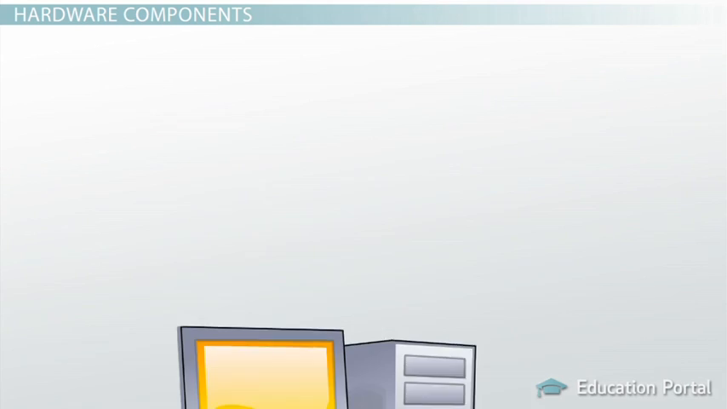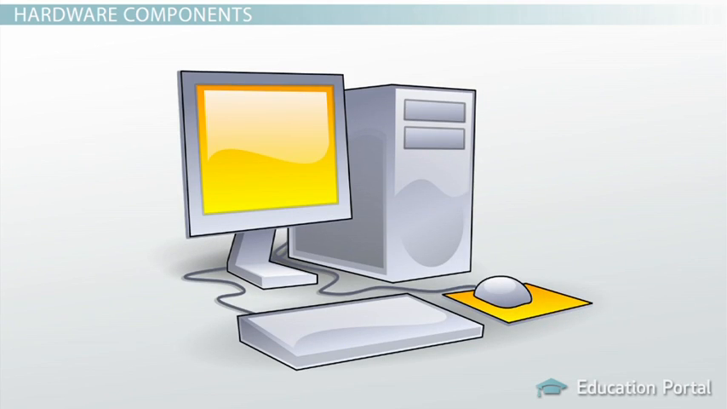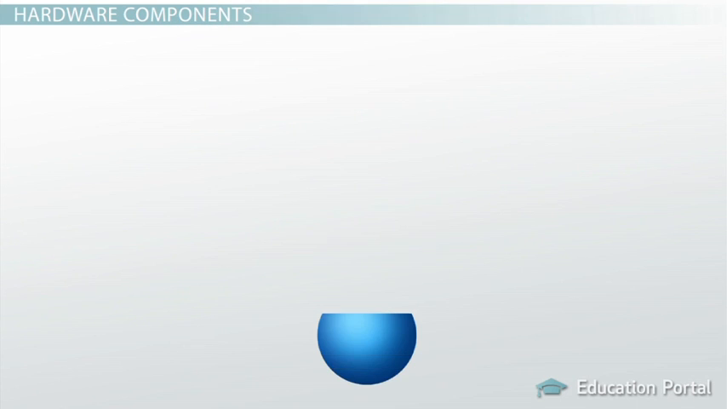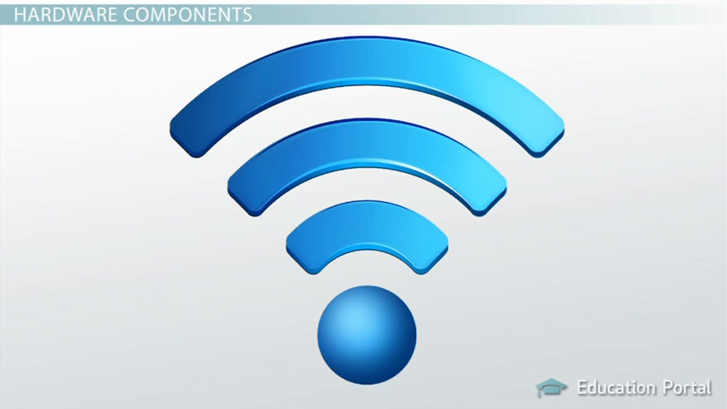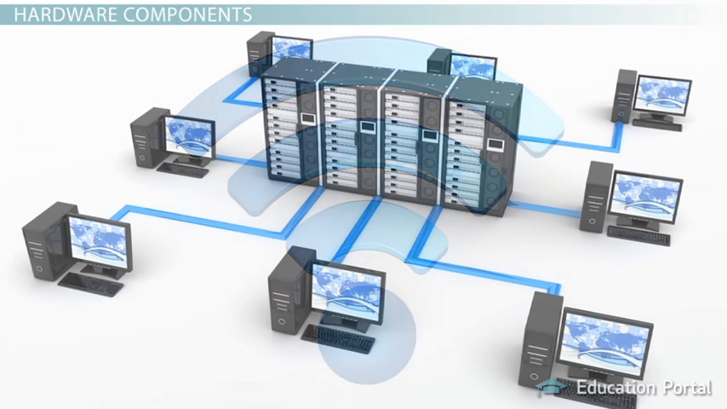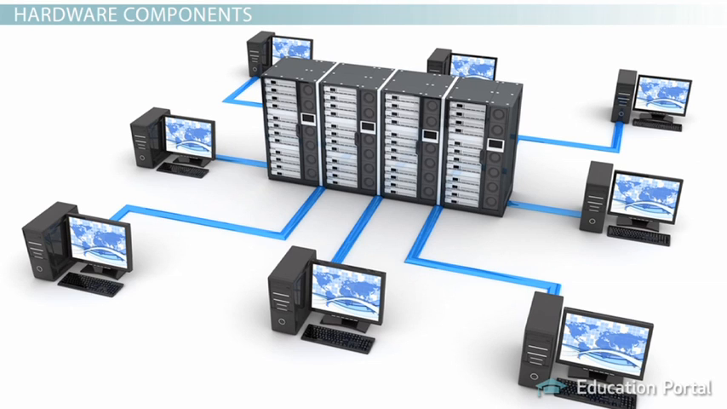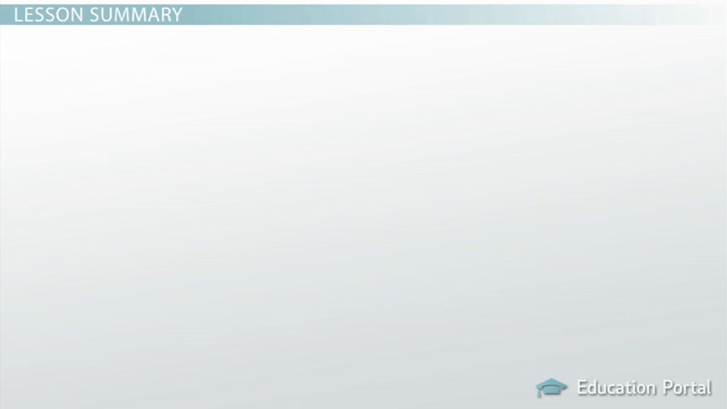The hardware components described here are all part of a personal computer. Other types of hardware are needed for a computer network and for the infrastructure that supports the internet, but those types of hardware are not covered here.